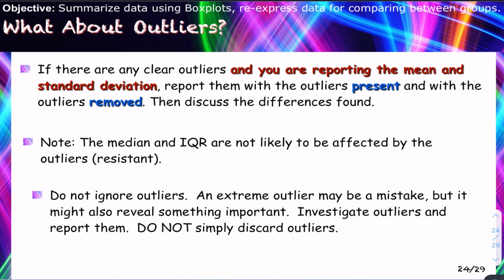So if there are any clear outliers and you are reporting the mean and standard deviation, so you're saying it's symmetrical, you need to report the data with the outliers present and with the outliers removed. Then discuss the differences found. Because mean and standard deviation are susceptible to outliers, that's why we need to omit them. Quick note, the median and IQR are not likely to be affected by outliers, so we say they're resistant to change.